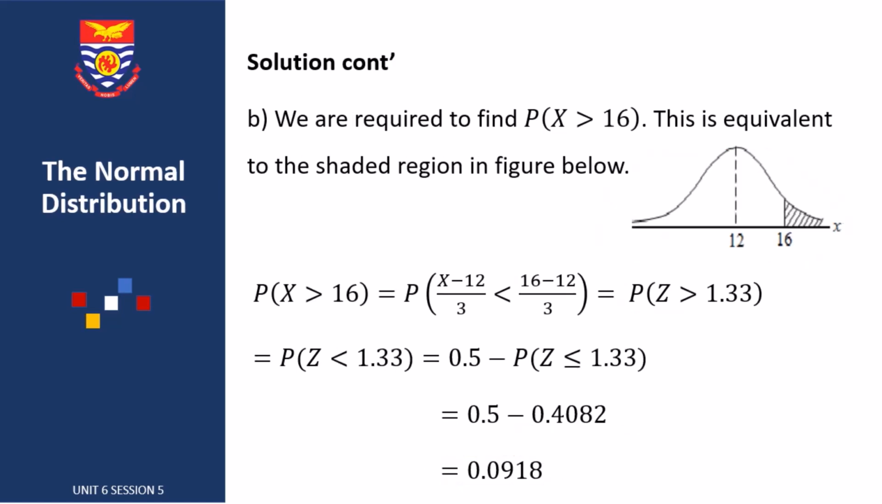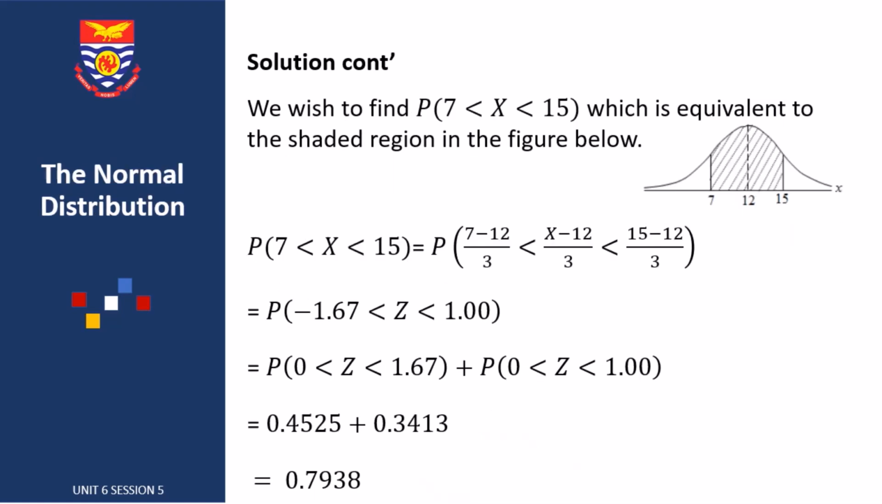I hope you can do the B part. The B part will be greater than 16, following the same procedure. We still have z greater than 1.33, and 1.33 will have the same value. That will give us 0.0918. Maybe the C part will be a little dicey for you since you're going to have different values.